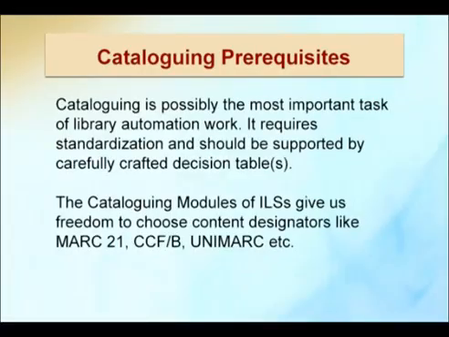Now, cataloging as you know is possibly the most important task of library automation work. It requires standardization and should be supported by a set of carefully crafted decision tables. We have freedom to choose any content designator, and as you know there are n number of content designators available which are globally agreed upon standards. For example, common communication format, UniMARC and MARC 21.